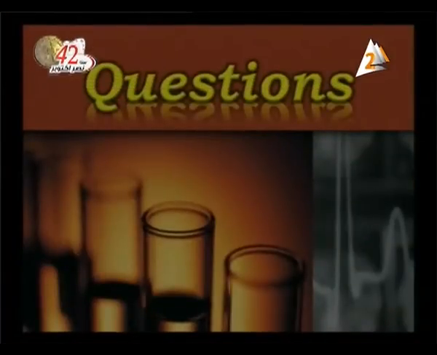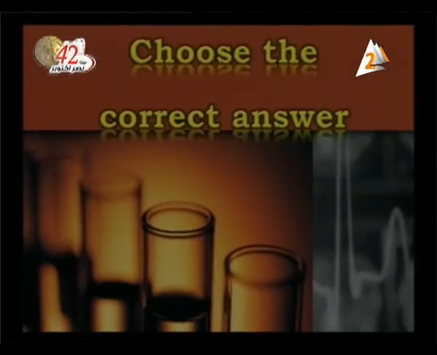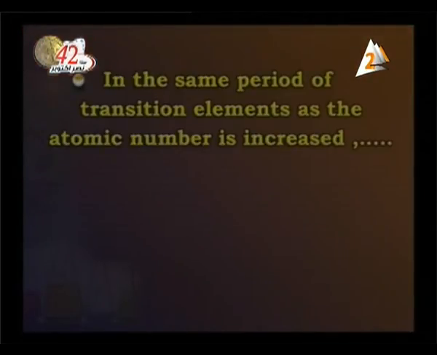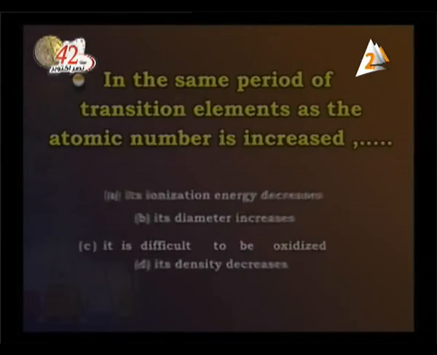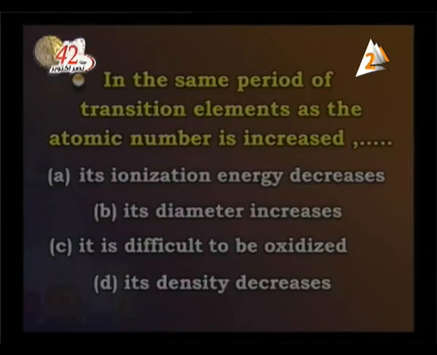Now, my dear students, we are going to discuss some questions here. Choose the correct answer. In the same period of transition elements, as the atomic number increases, its ionization energy decreases, its diameter increases, it is difficult to be oxidized, its density decreases. If you think about it, my dear student, you will find the answer. It will be: it is difficult to be oxidized.